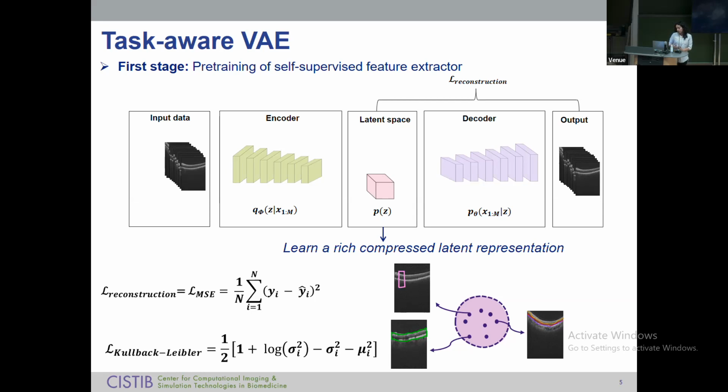The loss function for this first stage comprises 2 terms. The first one is the reconstruction loss, which is a mean square error, and the second one is the Kullback-Leibler divergence, which is used to regularize the network by minimizing the divergence between the posterior distribution of the variables and the assumed Gaussian prior of the latent variables.